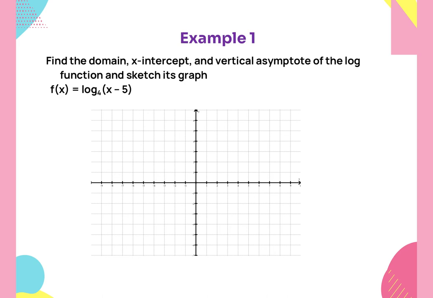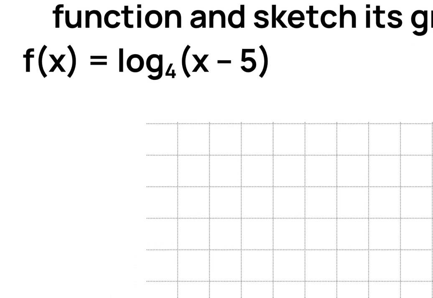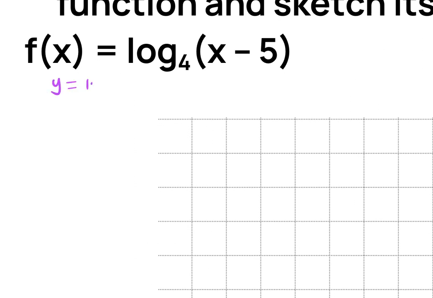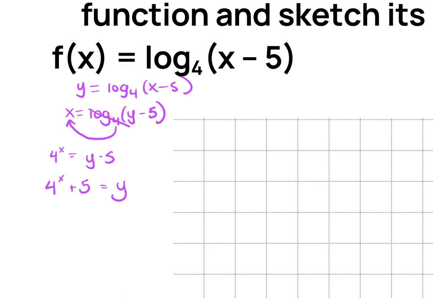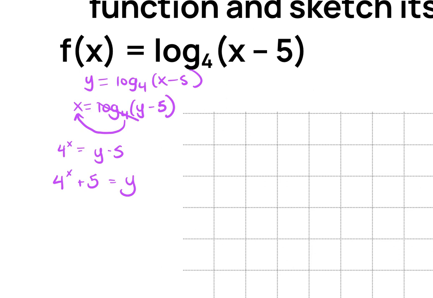First method is taking your log and finding its inverse. So I will take my equation, I will make f of x y, I will switch my x and my y, and I will then solve for y. So to get it out of log, I have to have the 4 come over and pick up the x. The log drops off, leaving y minus 5, and then I want to add the 5. And then this is its inverse.